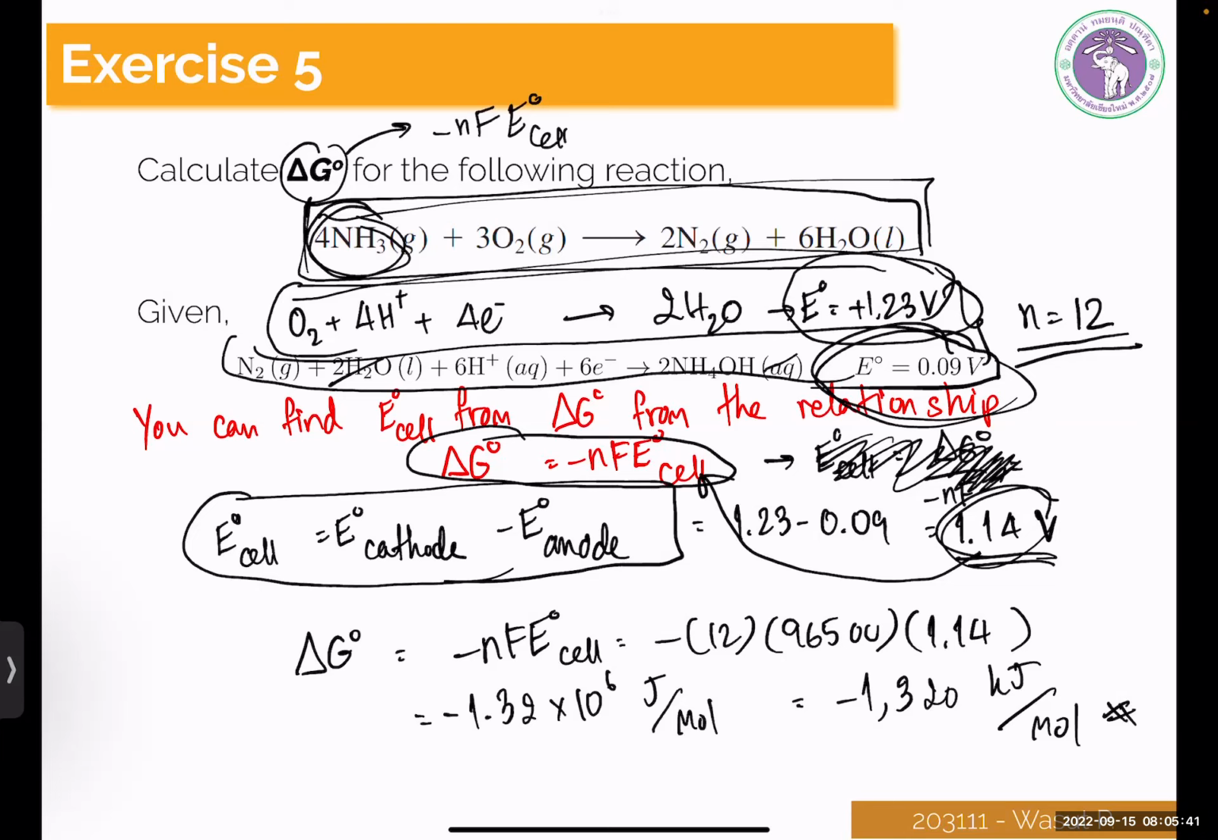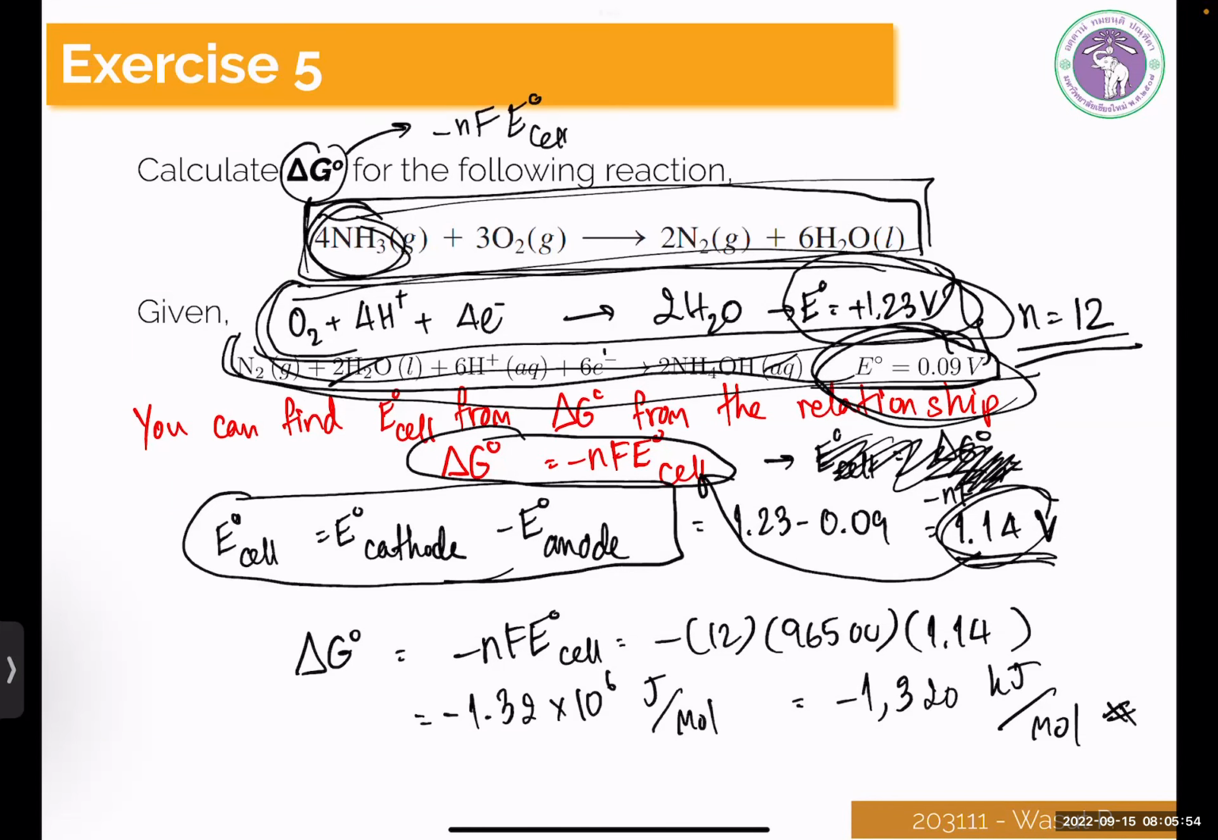What about n? As I mentioned, n is the least common multiple, the LCM, of the number of moles of electrons of these two half cells. You can see that for this half cell there are 6 electrons, and here there are 4 electrons. So the LCM of 6 and 4 is what? The LCM of 6 and 4 will be 12, right? So we use n equals 12 in this equation right here.